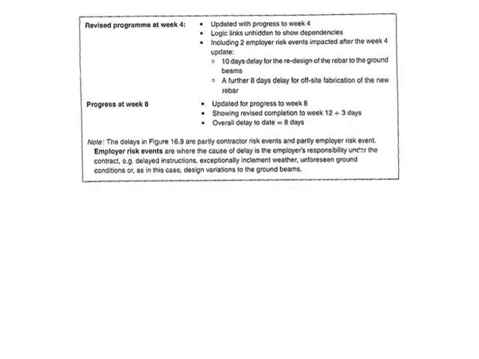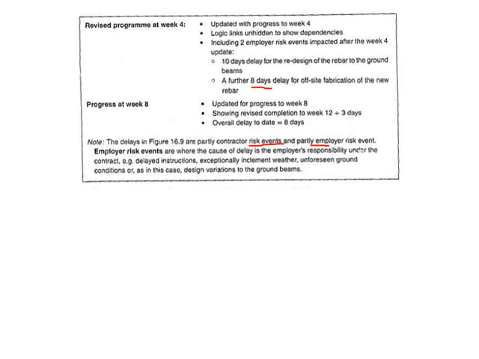Then your progress at week 8. So now we take a snapshot at week 8. The update for the progress is as follows, showing your revised completion date to be 12 plus 3 days. So your overall delay is now 8 days. So you've got your 8 days that was added, and then we're going to show it now to you. So the delays in 16.9 are partly contractor risks and partly employer risk events.